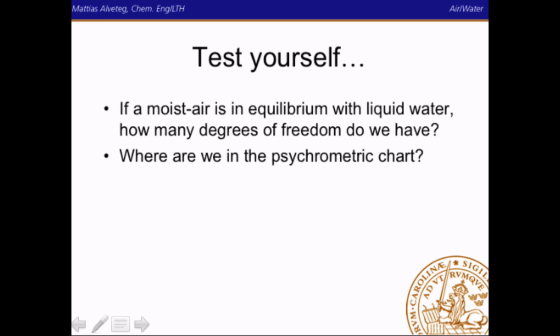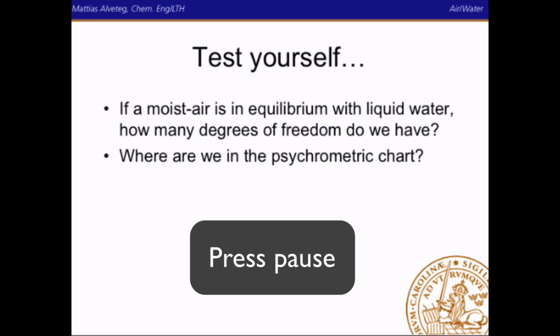Okay, time to test your understanding. If you have a moist air in equilibrium with liquid water, how many degrees of freedom do you have, and where are we in the psychrometric chart? Please pause here and try to figure that out.